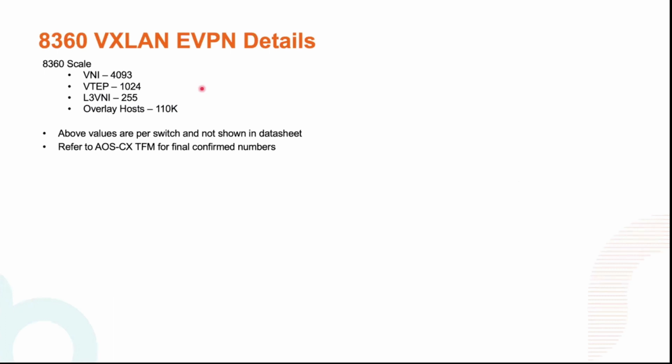Yeah. Hi, everyone. I'm Pramod from the VXLAN team for 8360. So here are the scales for the 8360 box, which runs the Rosewood family of ASICs. We do have 1024 VTEPs, 255 L3 VNIs and 4093 total VNIs. So that's the scale on the 8360 as far as VXLAN is concerned. So move to the next slide.